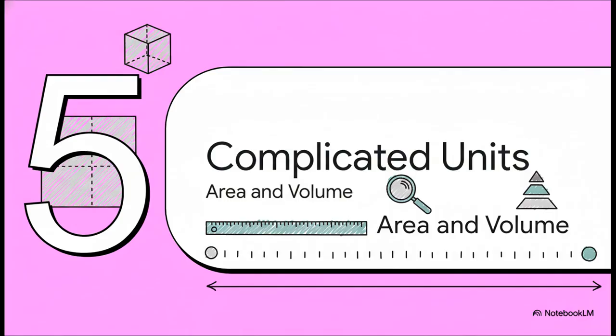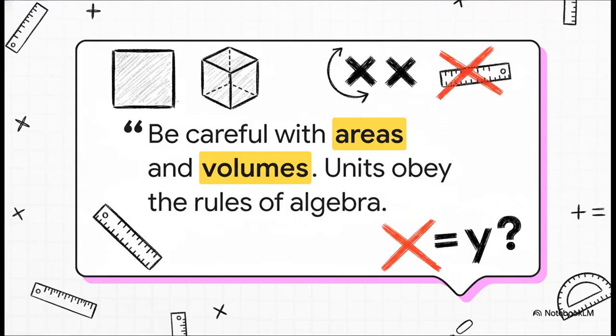Okay, but what happens when things get really weird? Like when you're dealing with units that are squared or cubed, like for calculating area or volume. The same rules apply, you just have to be a little more careful. This is the key insight right here. Units aren't just labels. They behave just like variables in algebra. So if you have something like square centimeters, or cm squared, that's really cm times cm. To get rid of it, you have to cancel out centimeters twice.